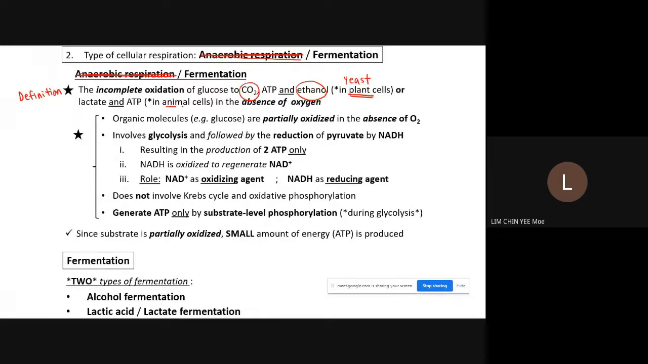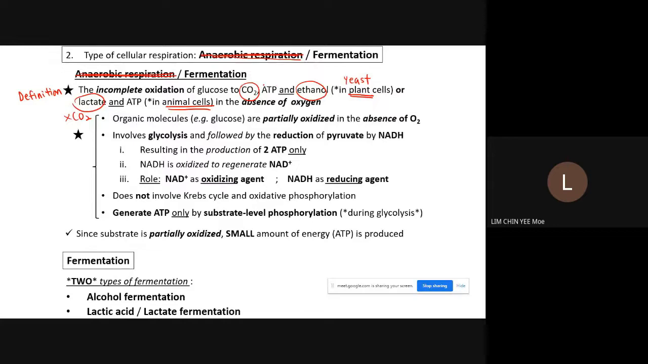Whereas if it's animal cells, we will have lactate and ATP. Tak ada carbon dioxide, okay? No carbon dioxide untuk yang in the animal. So when you write the definition, you kena baca soalan betul-betul. Whether fermentation itu berlaku dalam plant cells ke, yeast cells ke, ataupun soalan tu dah bagi tahu is in the muscle cell. Kalau dia dah cakap muscle cell, then your definition of the fermentation should be the incomplete oxidation of glucose to lactate and ATP in the absence of oxygen.